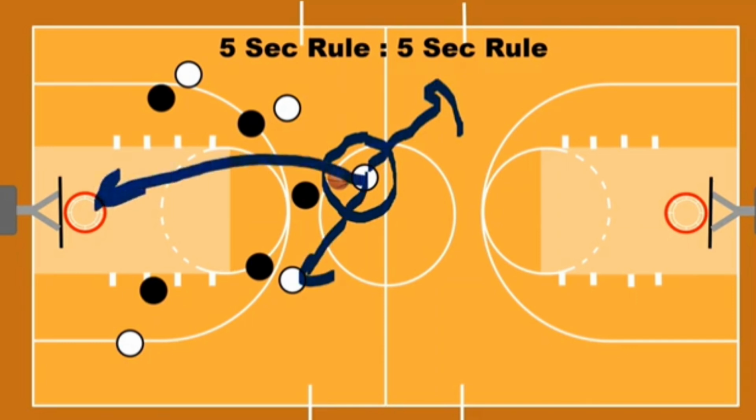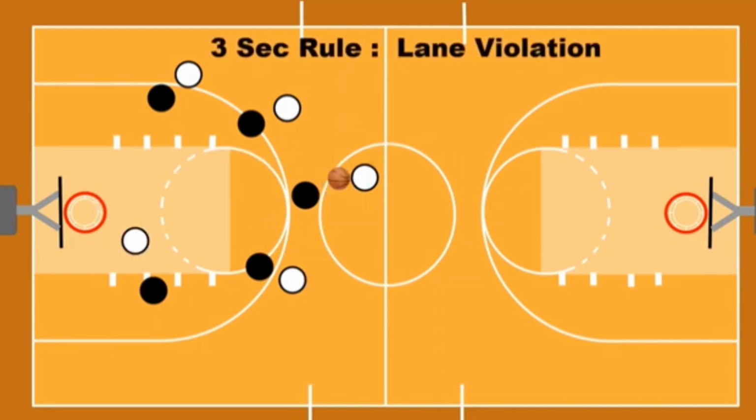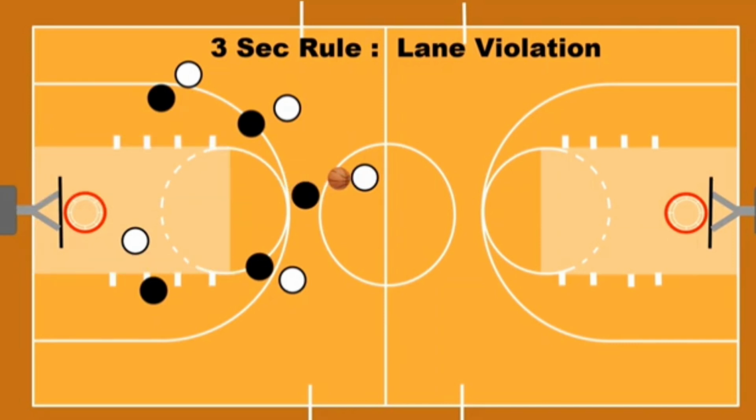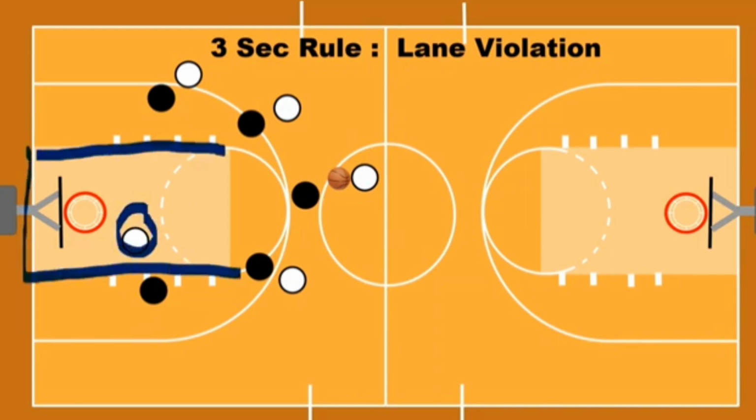The 3-second rule is that for the attacking team, here the white team, if the white team wants to score a basket here, then a white team player cannot stand in this area for more than 3 seconds. If he stands for more than 3 seconds, then it will be a lane violation. This player can come in, but then he also has to go out within 3 seconds. No player can stay in this area for more than 3 seconds, or else the lane will be violated.